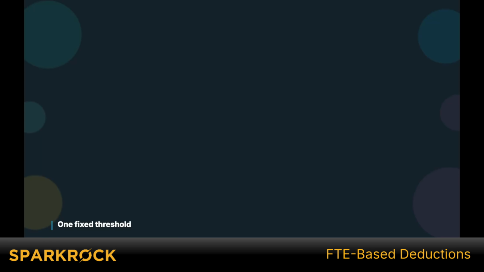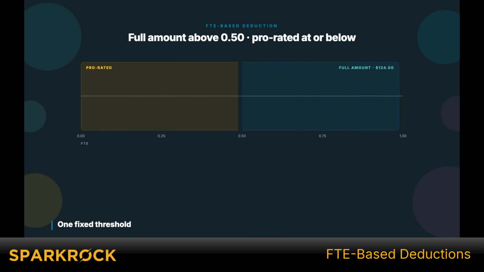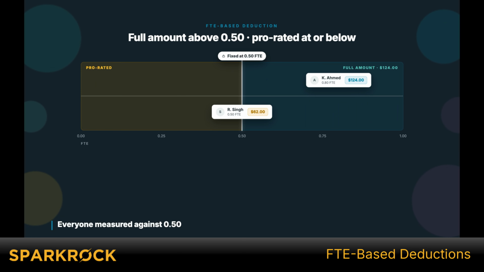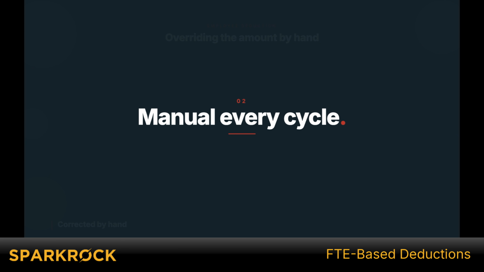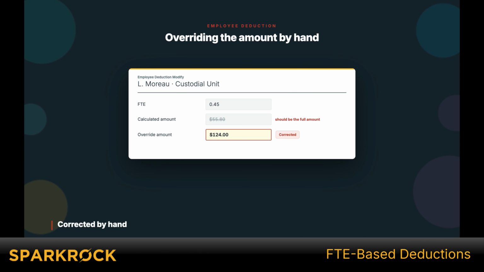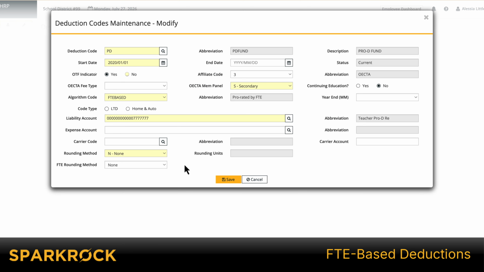This release also makes FTE-based deductions far more flexible. Previously, the FTE-based deduction algorithm applied a single fixed threshold, full above 0.5 FTE or prorated at or below it. That rule was tied to one specific bargaining unit, which meant employees in other units could end up with incorrect deduction amounts, and administrators had to override those amounts manually every pay cycle. Well, now for deduction codes that use the FTE-based algorithm, the deduction codes maintenance screen includes an FTE rounding method selector with two options: none or custom.